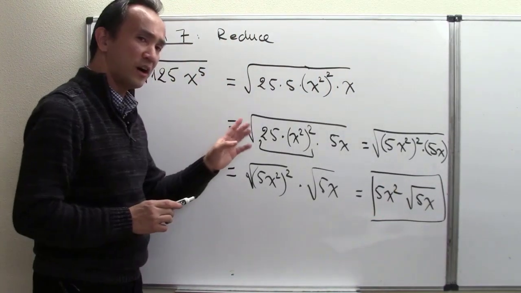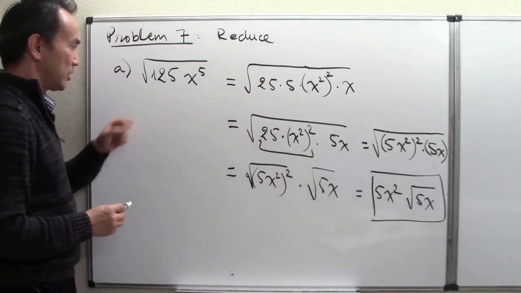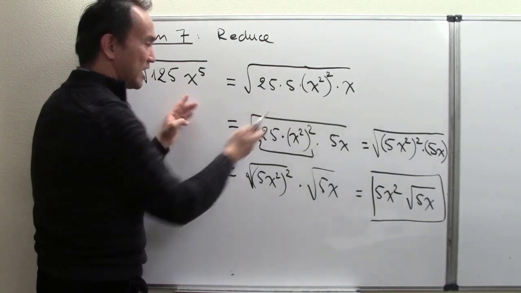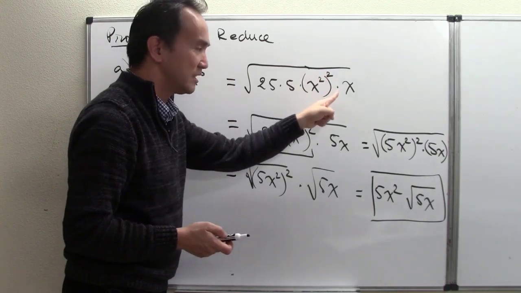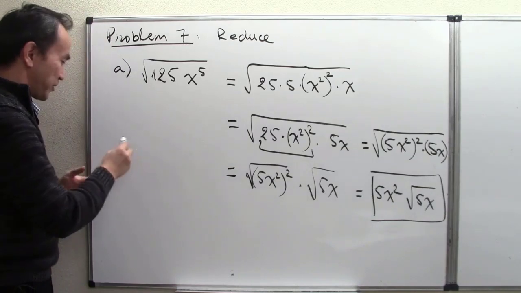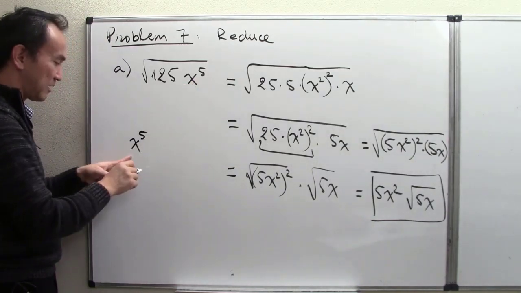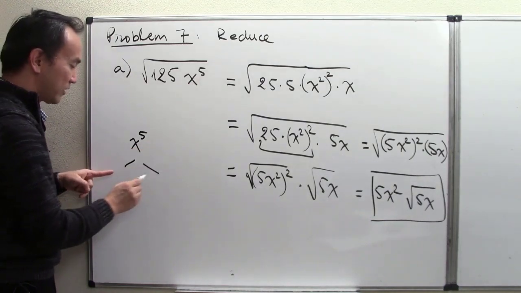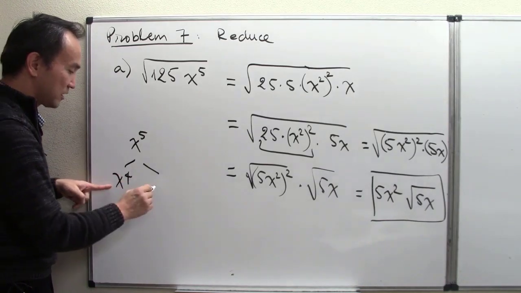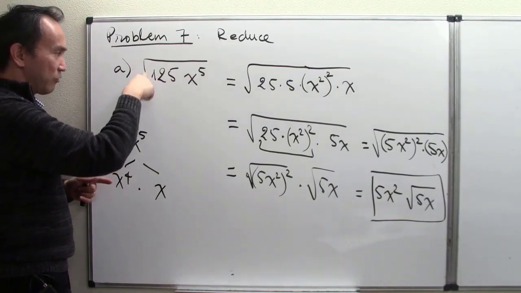Before I close this particular problem, I want to mention how I recognized the x to the fifth and turned it into the product of x squared all squared times x. The best thing to remember, for anyone, when you see a power of x, say power 5 in our case, is that I decided to turn that into x to the fourth times x. What we're working with here is a square root.